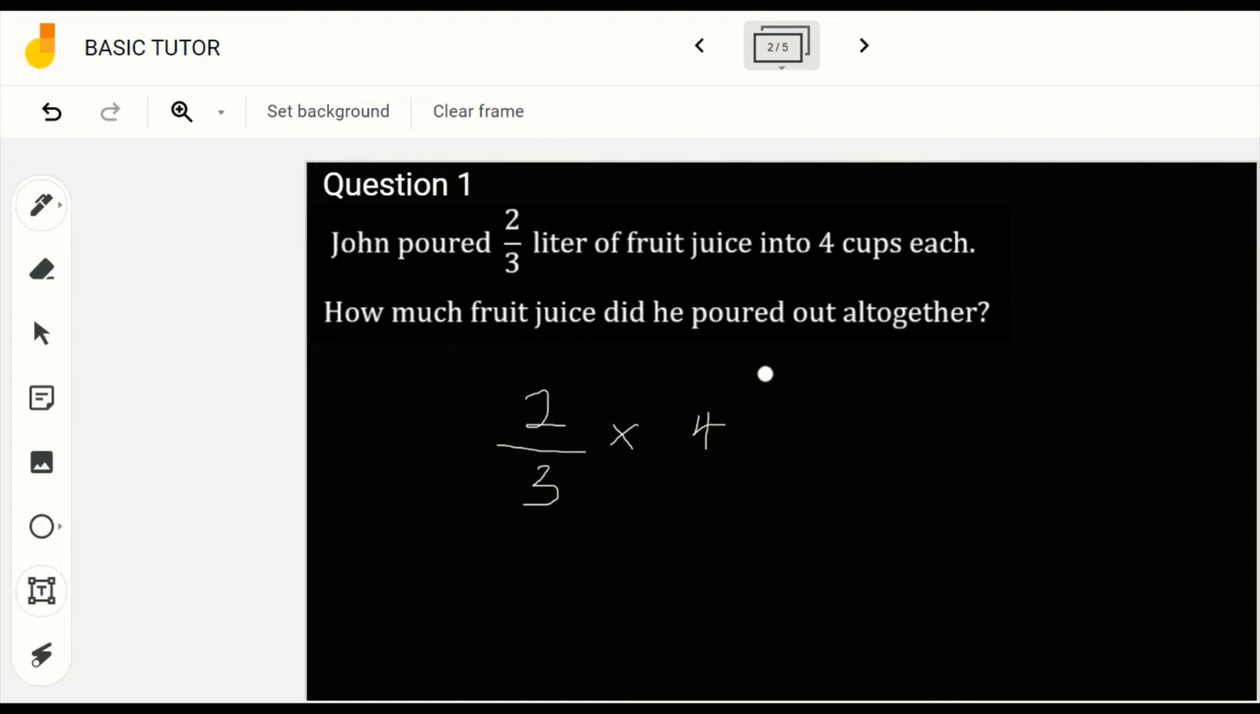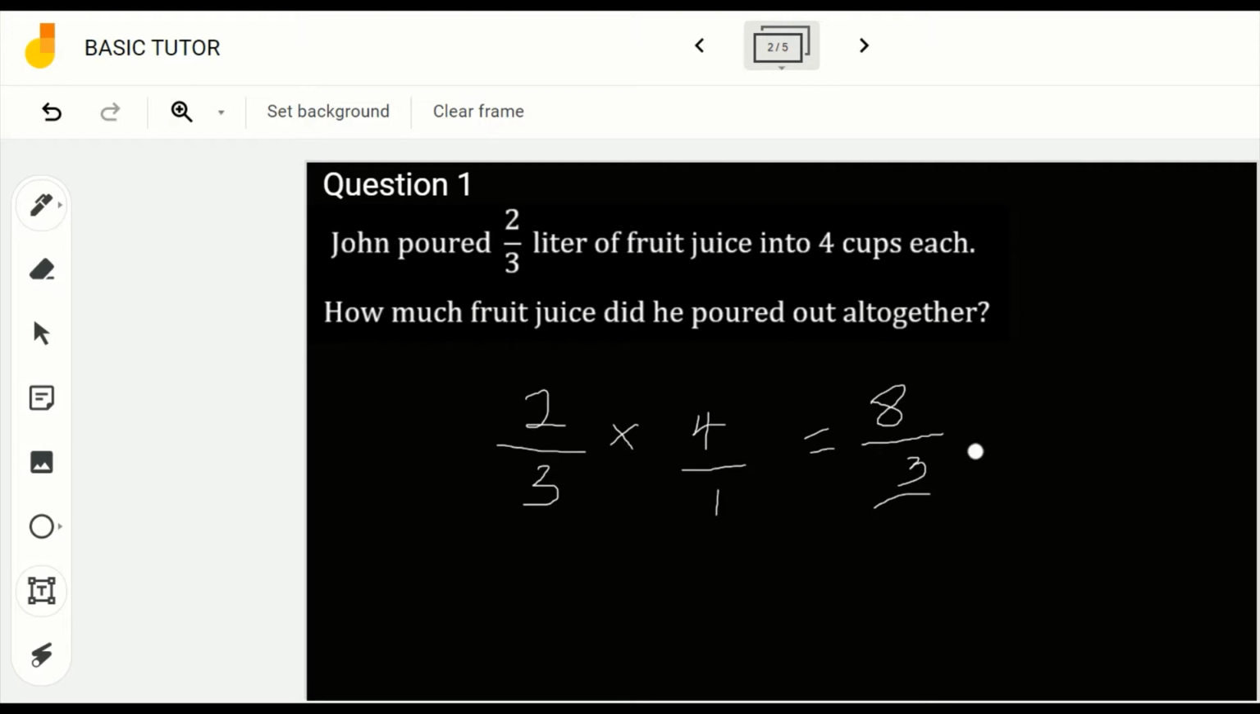So step 3, I have to work out the question. So 2/3 times 4. Now 4 can also be written as 4/1, because 4/1 still gives us 4. So what next? We can decide to divide, but in this case we cannot divide anything. So what we do is that we multiply out the numerator and multiply the denominators. So 2 times 4 is 8, and 3 times 1 is 3.